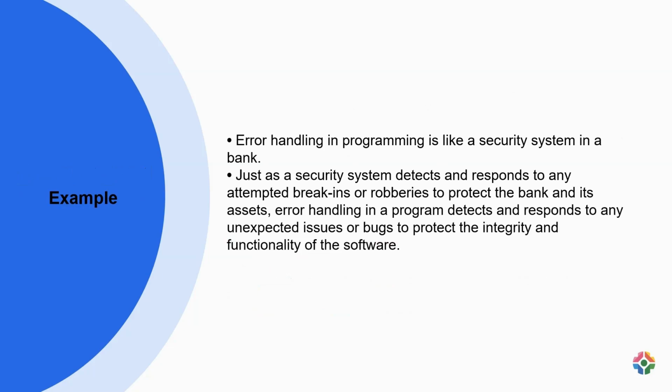Error handling in programming is like a security system in a bank. Just as a security system detects and responds to any attempted break-ins or robberies to protect the bank and its assets, error handling in a program detects and responds to any unexpected issues or bugs to protect the integrity and functionality of the software.